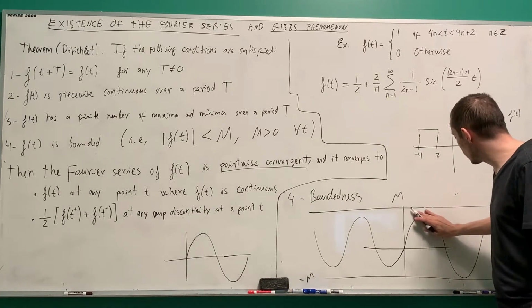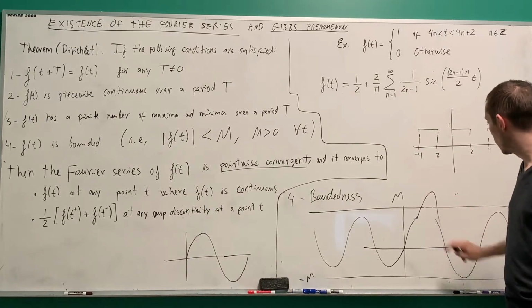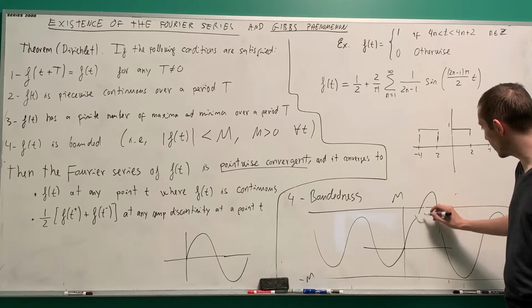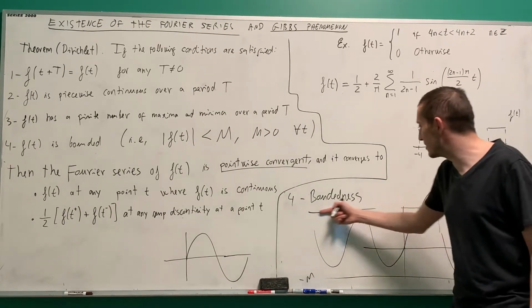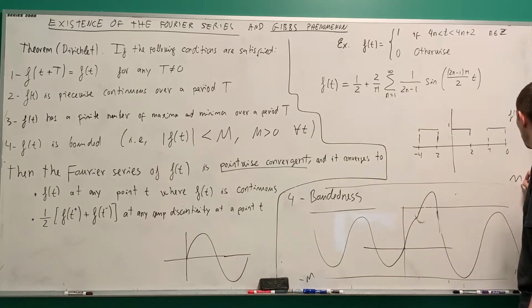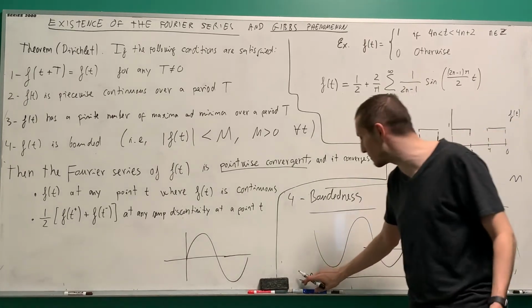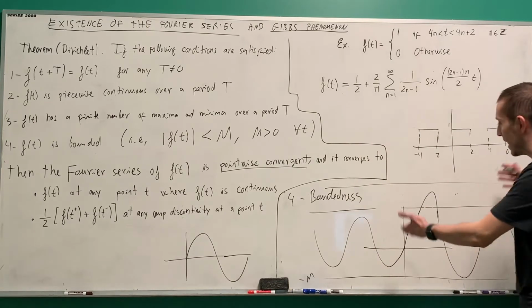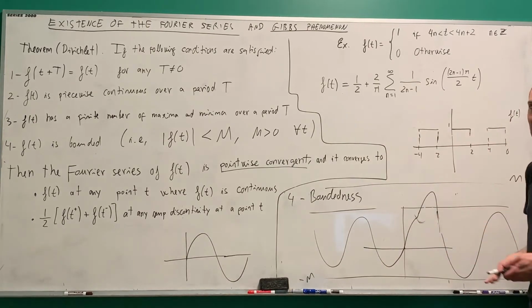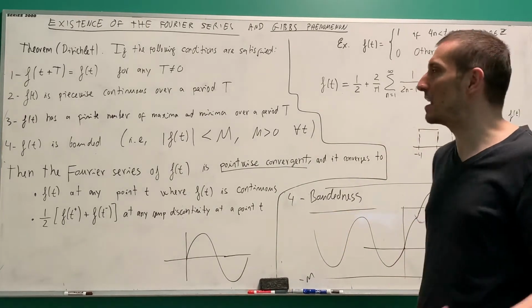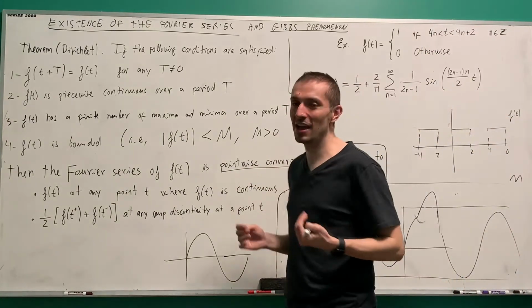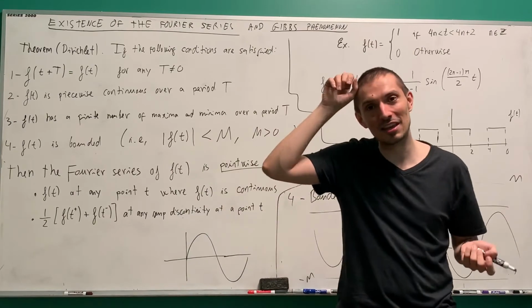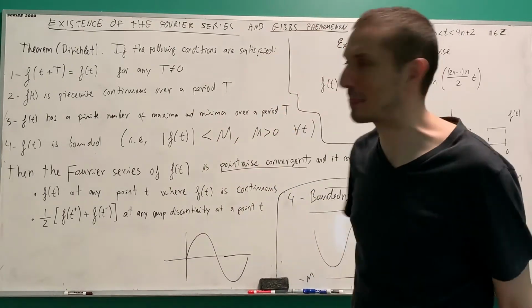What if I have a function that does that? Imagine, then I pick a different m. My m is not that one, it's an m over here, but still there is an m. There is some m, it doesn't have to be the same m for all of them, so that the function is within the horizontal lines. That's what I mean to be bounded. So again, it doesn't go to infinity anywhere. That's another way of saying it, in a rougher way: the function doesn't really go to infinity at some t, it's within two bounds.